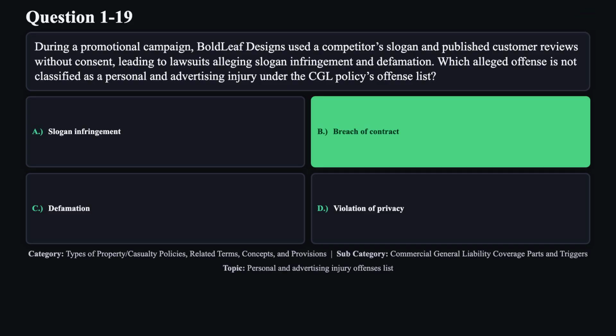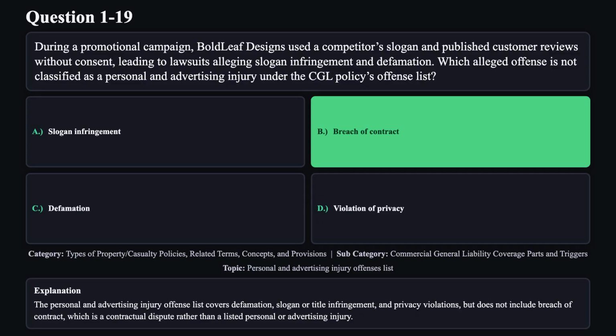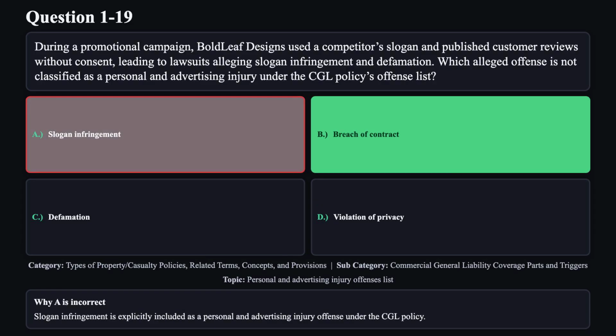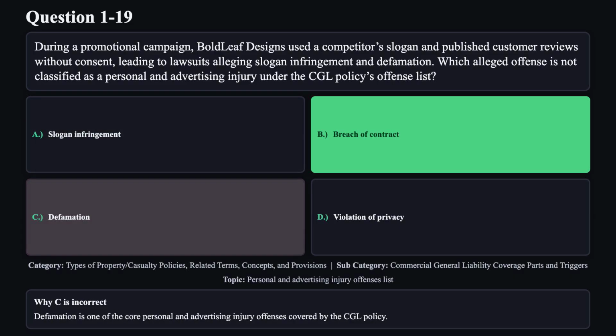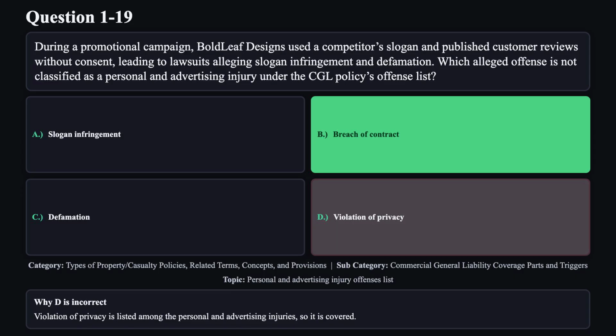The correct answer is B. The personal and advertising injury offense list covers defamation, slogan, or title infringement, and privacy violations, but does not include breach of contract, which is a contractual dispute rather than a listed personal or advertising injury. Reason A is not correct. Slogan infringement is explicitly included as a personal and advertising injury offense under the CGL policy. Reason C is not correct. Defamation is one of the core personal and advertising injury offenses covered by the CGL policy. Reason D is not correct. Violation of privacy is listed among the personal and advertising injuries, so it is covered.